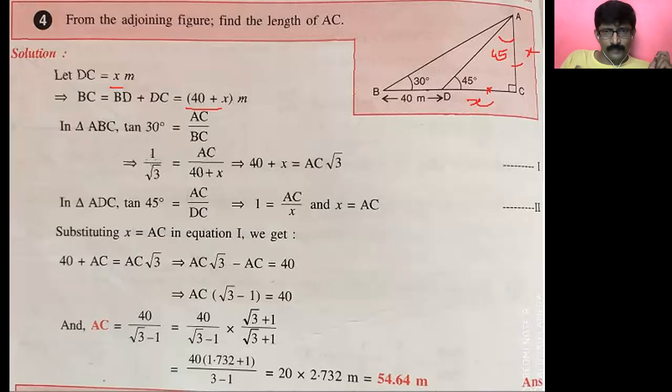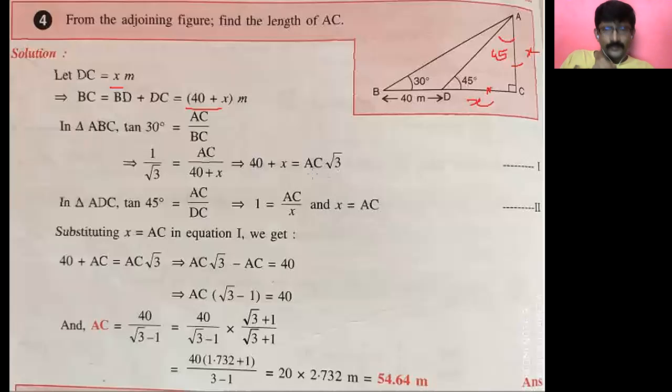So tan 30 is 1 by root 3, which equals AC upon BC. How much is AC? AC is X. And how much is BC, students? 40 plus X, isn't it? Now, once you get this, you can just do cross multiplication. So 40 plus X is equal to AC root 3. You can actually write that as X, isn't it? Because we've already calculated. So it's simple. Once you get this, 40 plus X is equal to X root 3.